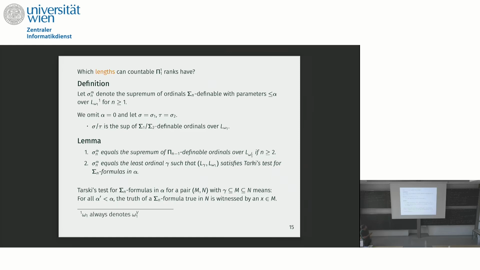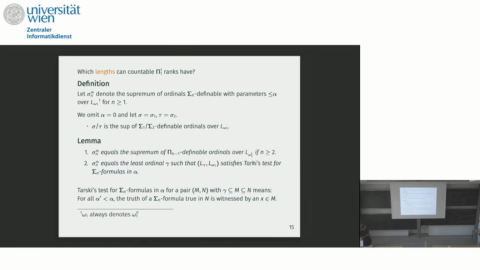It's just the sup of Σ1 definable ordinals, the sup of Σ2 definable ordinals, and so on, within L_ω1. So the real ω1, not the ω1 of L. And we're interested in particular, actually only in the first two: the sup of Σ1 definable ordinals over L_ω1, and the sup of Σ2 definable ordinals over L_ω1. One can also show some equivalences, like instead of Σ2, you could put Π1, for example, it's the same.